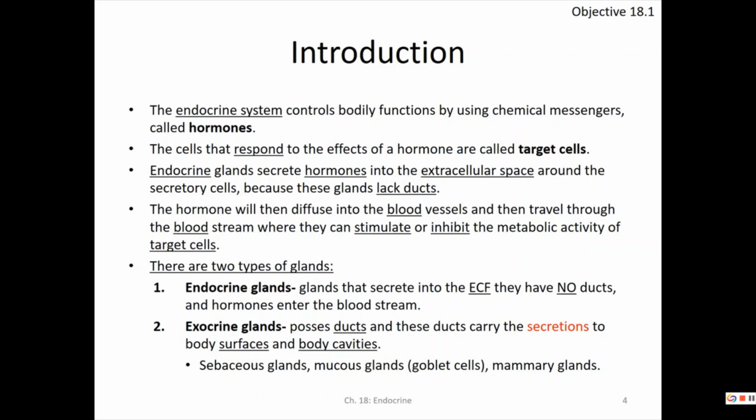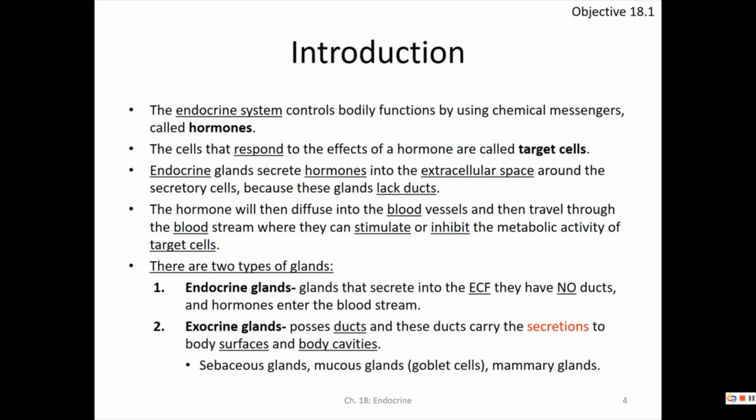Okay, mammary glands, glands that make your milk, or sebaceous glands, mucus glands, goblet cells. You know, the goblet cells were the mucus glands. If you guys ever forget that, just remember, imagine a champagne goblet full of snot, a snot goblet, and it's just full of snot, mucus. Mucus glands are goblet cells.